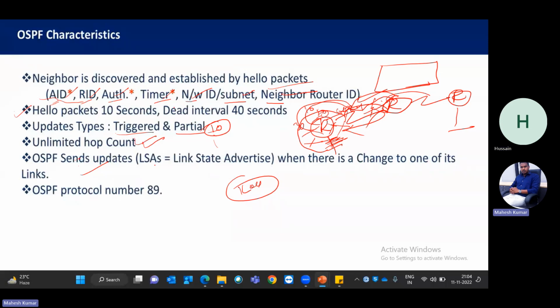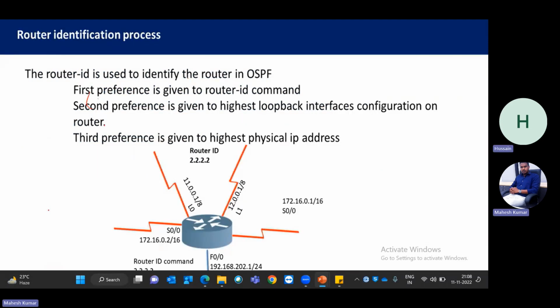OSPF sends an update, LSA, link state advertisement, when there is a change to one of its links. So LSA types, LSA advertisement. What is the use of LSA advertisement? There are 7 types of LSA advertisement that we will cover tomorrow. Then OSPF protocol number used is 89.